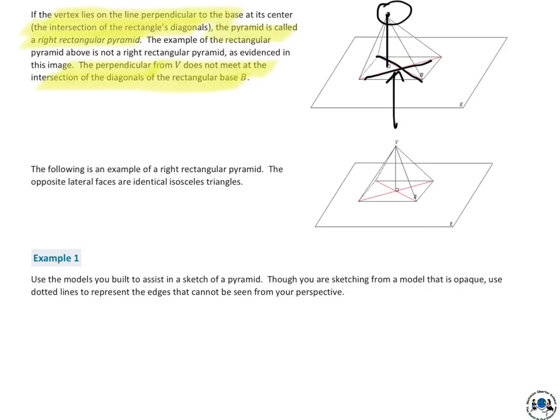Now this one here, which would probably look a lot like the ones you made with your nets, is an example of a right rectangular pyramid. The opposite lateral faces are identical isosceles triangles. In the previous example, this would not be the case. But you can see there's a straight line from vertex V down to the base B, landing right at the center, or the intersection of the two base diagonals.